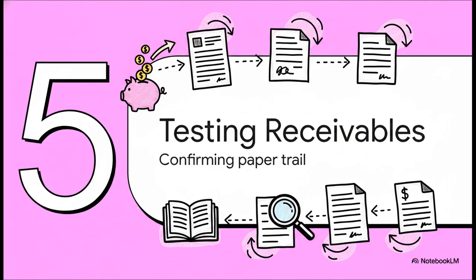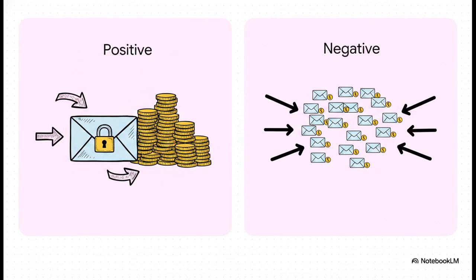On to Section 5, Testing Receivables. It's time to confirm the paper trail. So, when a company claims its customers owe them millions of dollars, well, we can't just take their word for it, right? Sending letters to customers, which we call circularization, generates that highly reliable external evidence we talked about earlier. But you have to choose your strategy carefully here.